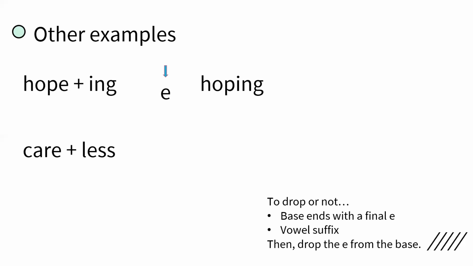One final example, we've got the base care plus the suffix less. I'm hoping to create the derivative careless. So let's go through our checkpoints. Does the base end with the final E? Yes. Am I adding a vowel suffix? Not this time. I'm adding a consonant suffix. So in this case, I just add the two together. Careless. Easy, right?